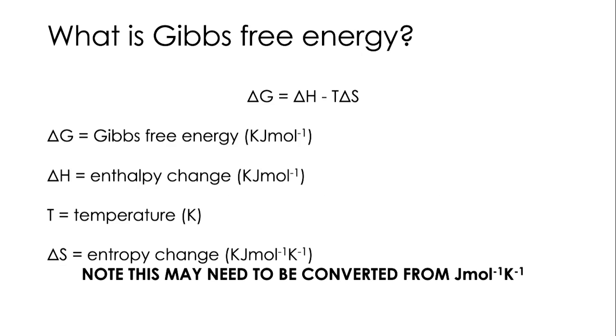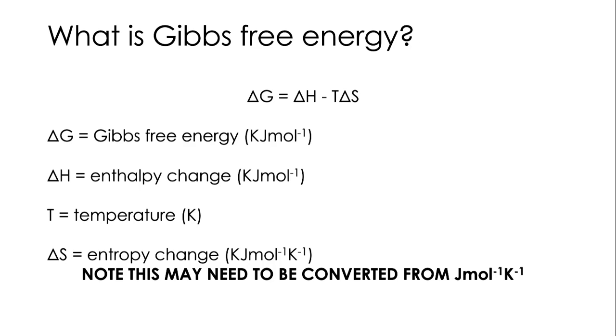So we need to learn this equation. Gibbs free energy is represented with the symbol capital G, and we've met the delta before to mean change. So a change in Gibbs free energy is equal to the enthalpy change minus the temperature times the entropy change. The Gibbs free energy is in kilojoules per mole, and the enthalpy change, as we know from our previous work, is in kilojoules per mole. The temperature, as we did in the previous work on the ideal gas equation, is in Kelvin. So if you get given it in degrees C, you need to convert it.